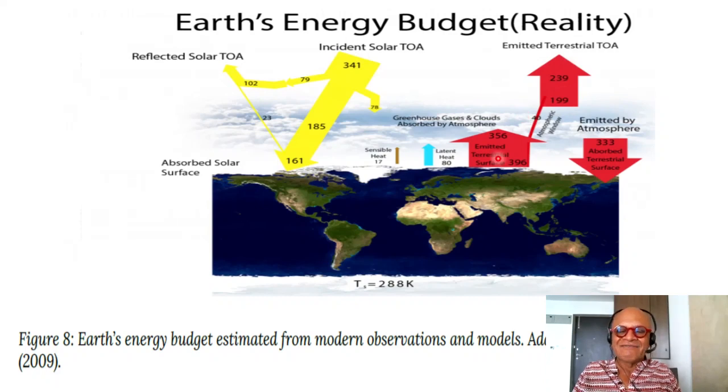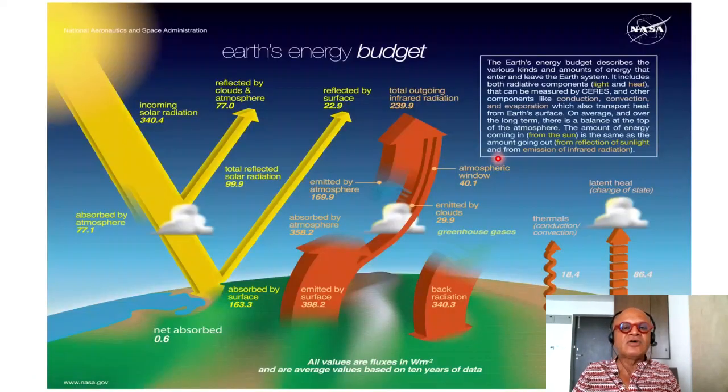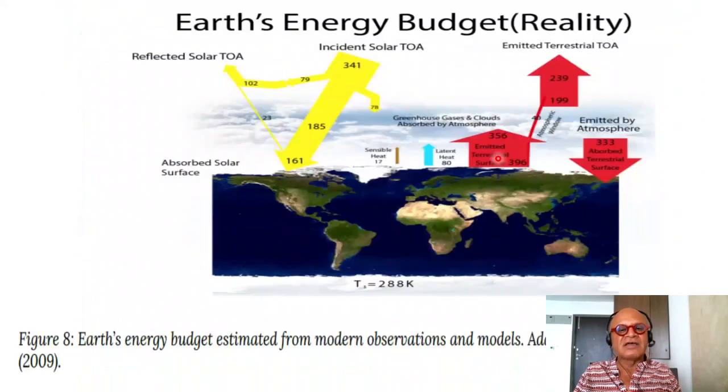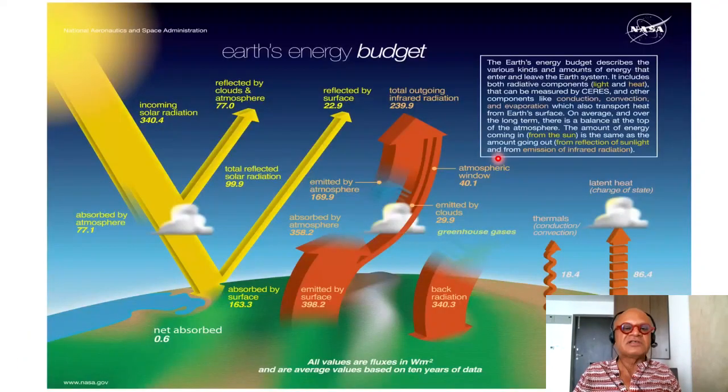If it doesn't make too much sense, then look at this figure. Maybe this helps, done a little bit better than this figure. I don't want to criticize anybody, but nonetheless. So here we are again, slightly different number for incoming solar radiation. Clearly mentioned, absorbed by the atmosphere is 77.1. Reflected by clouds and the atmosphere is 77. Reflected by the surface is 22.9. So we are still about 30% albedo.